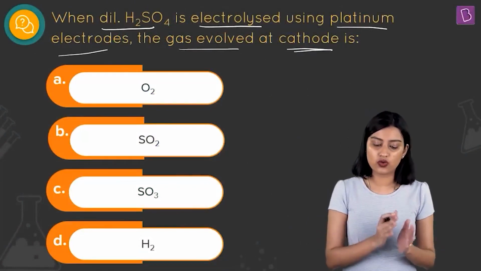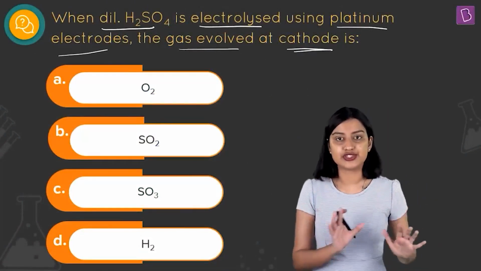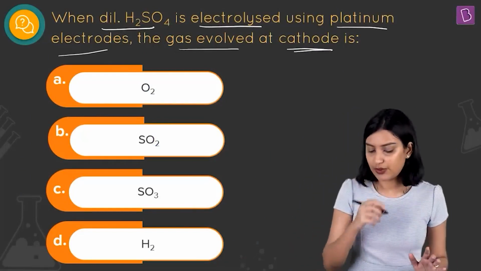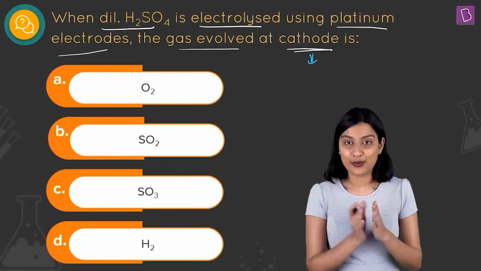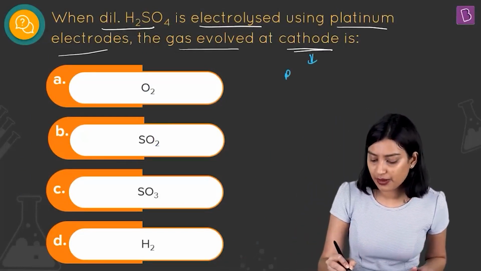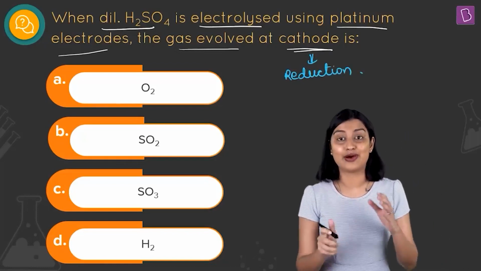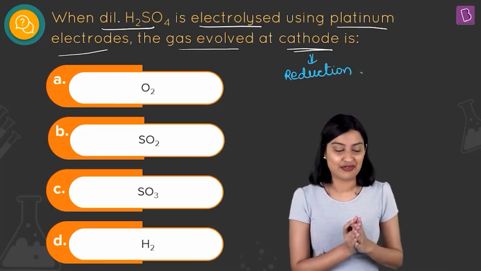Okay, options are O2, SO2, SO3 and H2. So here what you need to understand is that they are talking about the cathode and what happens at the cathode. I hope you remember this, that at the cathode we are talking about the reduction happening, right? So they are basically talking about what is happening in the reduction half of the reaction.